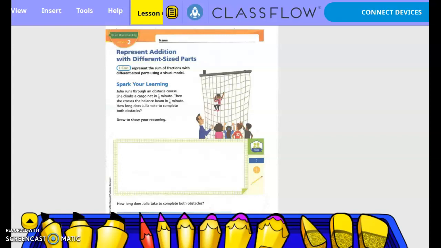Spark your learning. Julia runs through an obstacle course. She climbs a cargo net in 1/4 of a minute. Then she crosses the balance beam in 1/6 of a minute. How long does Julia take to complete both obstacle courses?